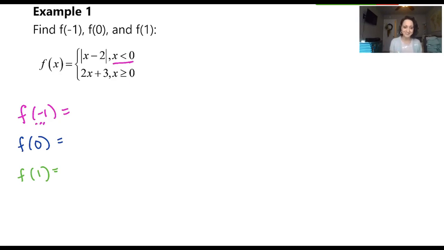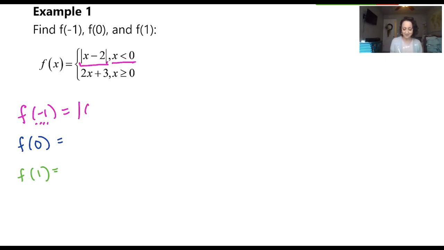And the way we determine that is looking at our x values and seeing which inequality it falls into. So -1, would that be an x that is less than 0 or an x that is greater than or equal to 0? That would be an x that's less than 0, right? So I'm going to focus in on the top piece. I'm going to plug in -1 for x using that expression.